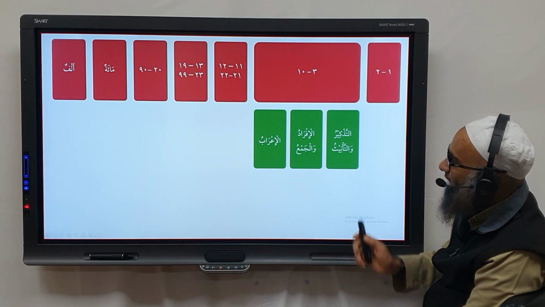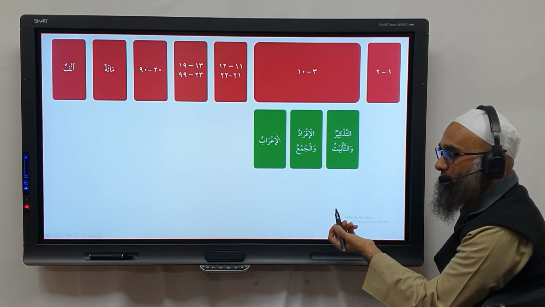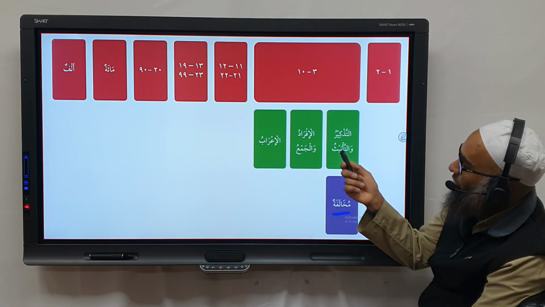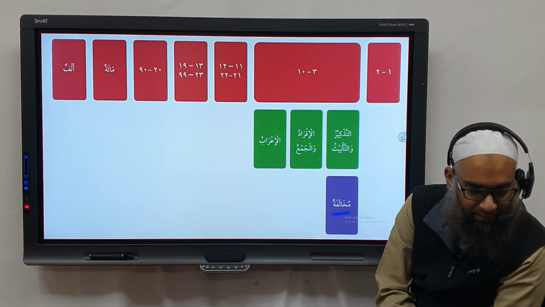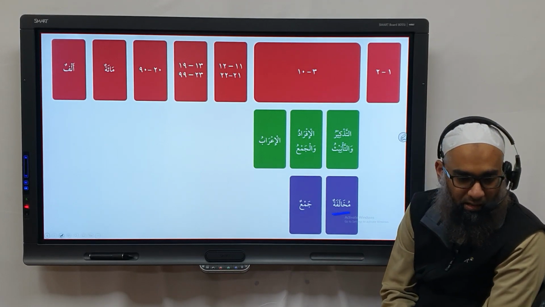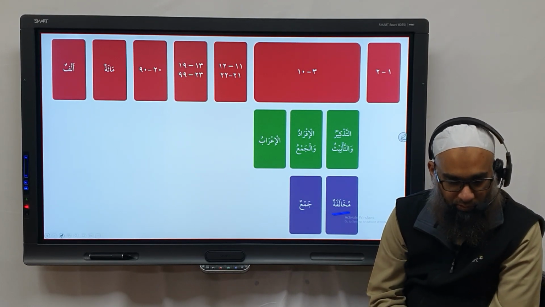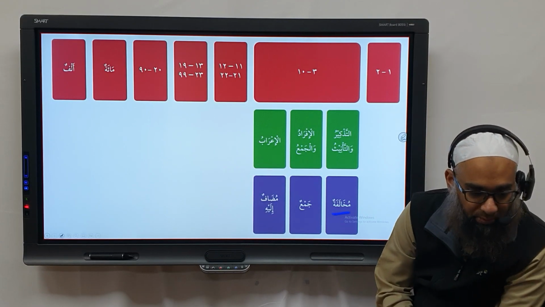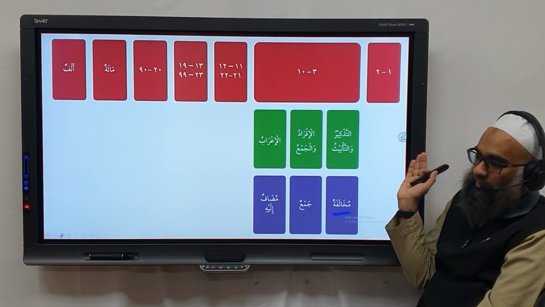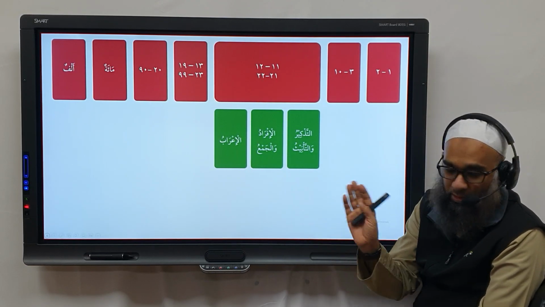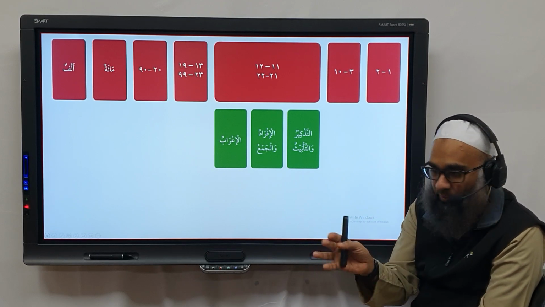Numbers 3 to 10, same 3 questions. We say numbers 3 to 10, in mudhakkar mu'annath, is mukhalafa, opposite gender, chiastic concord. In mufrad and jama', what's it going to be? Numbers 3 to 10 is going to be jama'. Correct? And in terms of i'rab, what's it going to be? Mudaf ilayh. Correct? Numbers 3 to 10 is going to be mudaf ilayh. Is that clear?